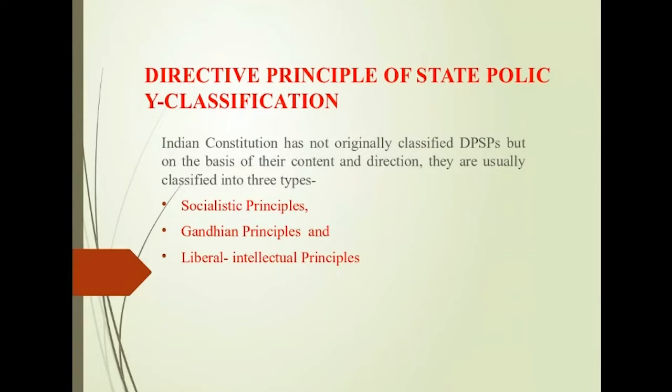Gandhian Principles. These principles reflect the program of reconstruction of ideology propagated by Gandhi throughout the national movement. In order to fulfill his dreams, some of his concepts have been included in the form of DPSP. Articles 40, 43, 43B, 46, 47, and 48 follow Gandhian principles. Next is Liberal Intellectual Principles. These principles follow the liberalism ideology. Articles 44, 45, 48, 48A, 49, 50, and 51 follow liberal intellectual principles.